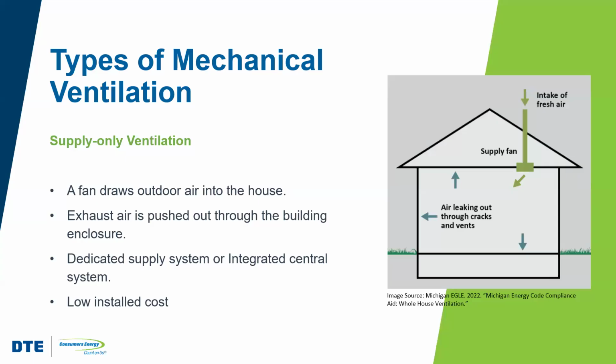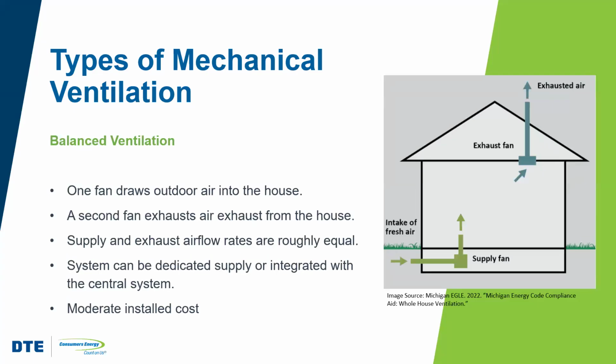The balanced ventilation approach has both a supply and exhaust fan. And here you are bringing air into the home and then you're exhausting almost as much as you're bringing in, maybe a little bit less than what you're bringing in, right? So the supply and exhaust rates are roughly equal, right? This also can be a standalone system, or it can be integrated with the central system.